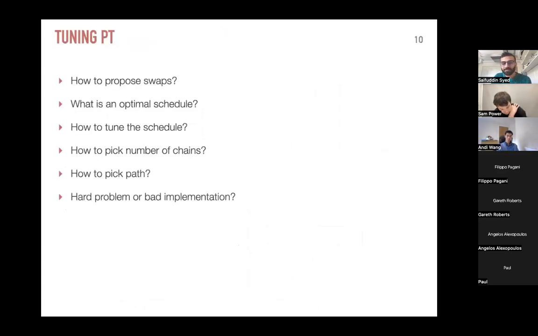So all of this is nice, but I haven't really told you how we can do this. There are a lot of design choices that go into designing a parallel tempering algorithm, and if you fail at even one of them, unfortunately, the results can fail quite dramatically. In particular, how do we propose the swaps? How do you pick the optimal schedule? How do you tune the schedule itself? How do you pick the number of chains? How do you pick the path? How do you know if it's a hard problem or not? Before going into what we're proposing, I just want to give you an idea of what the state of the art was before I started working on this in my thesis.